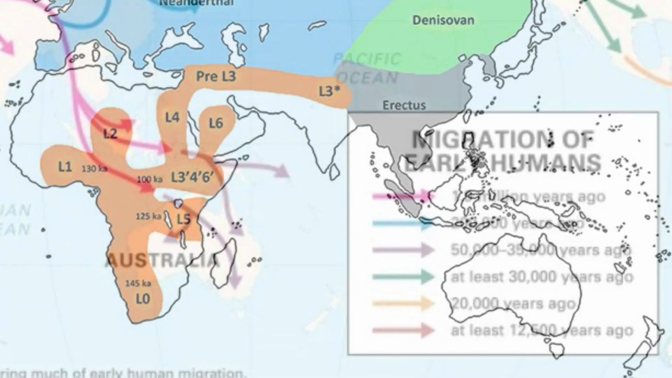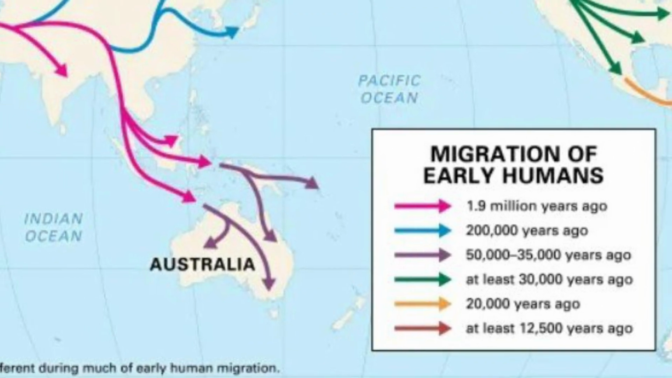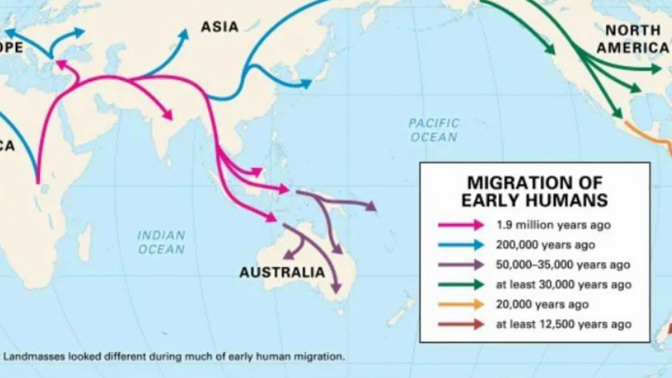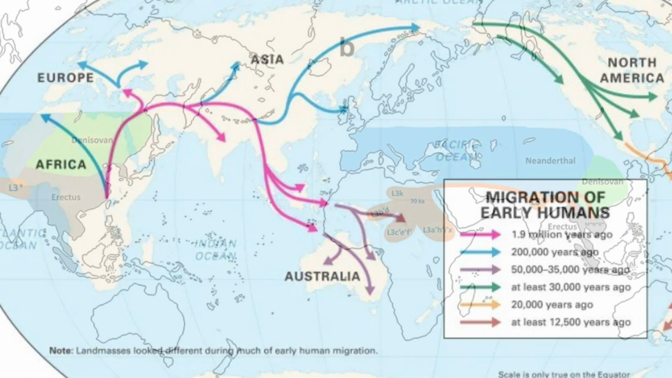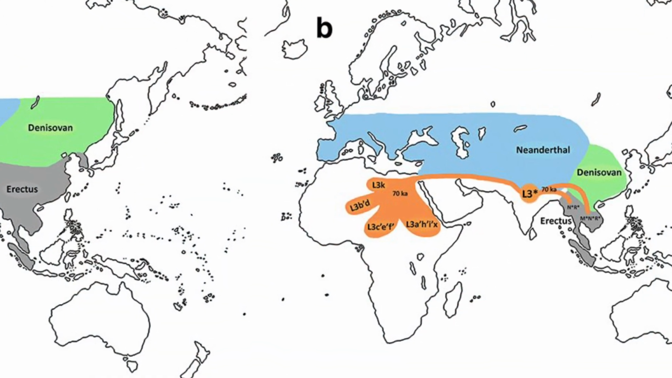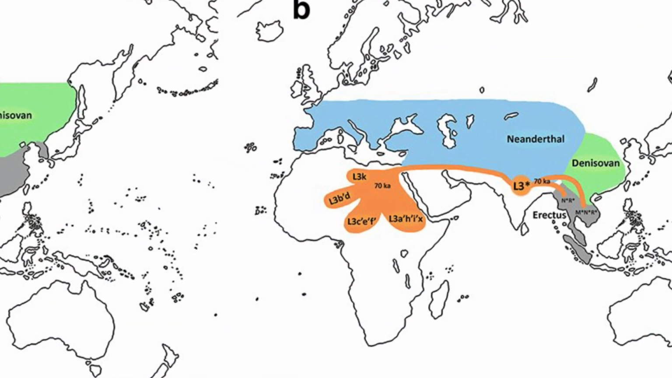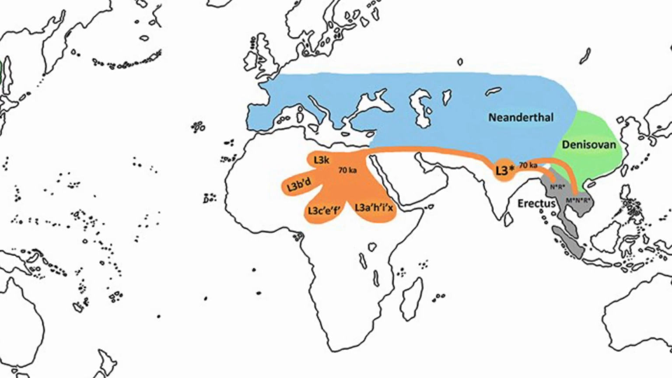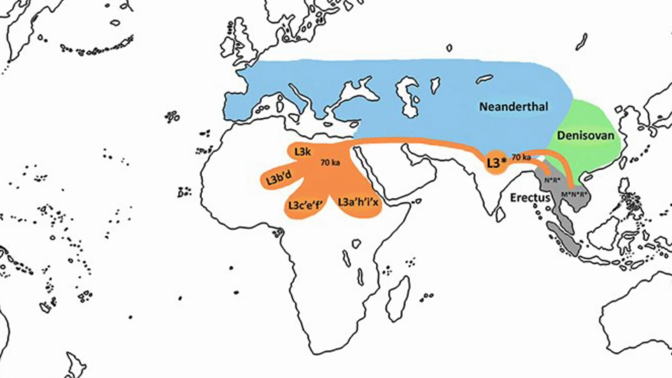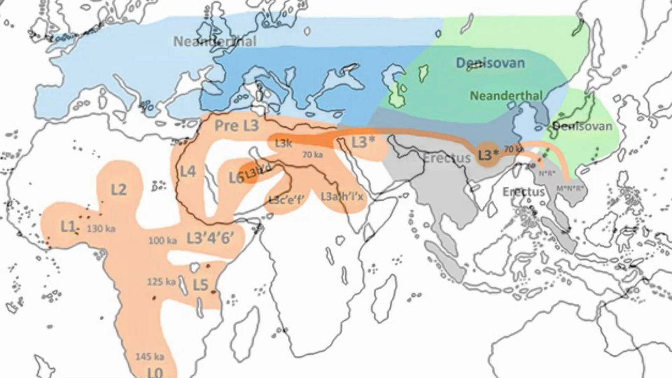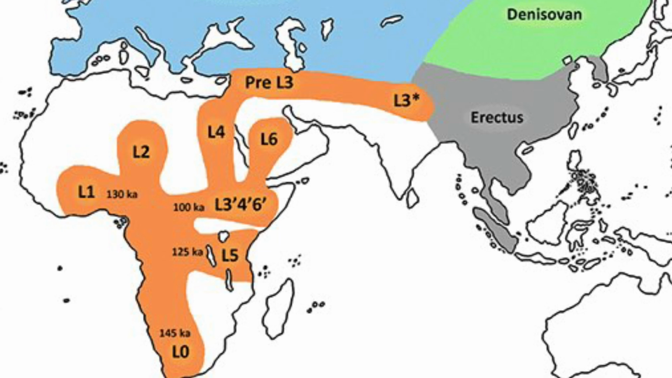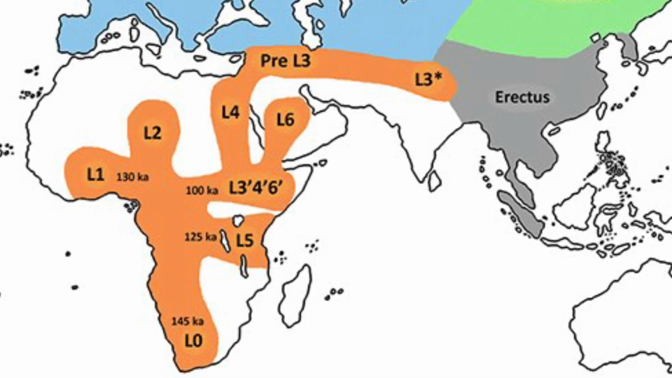MtDNA. The L2 haplotype is over 80 to close to 100,000 years old, and the L3 haplotype is over 70,000 years old. Many West Indian women also carry earlier lineages of L1 and L0, which are close to or over 200,000 years old.